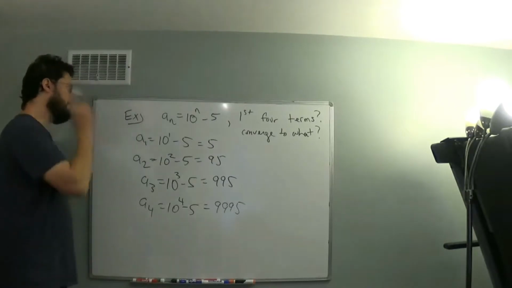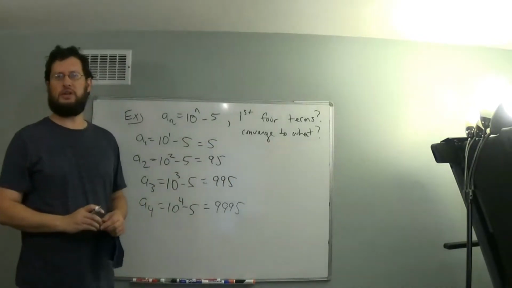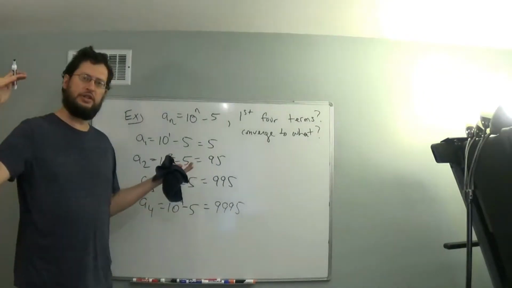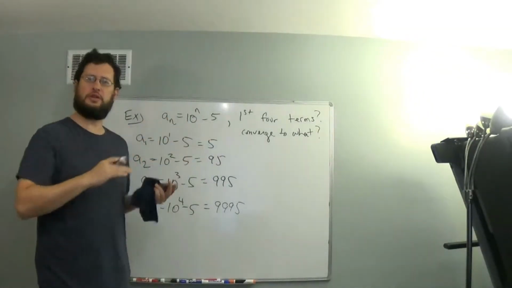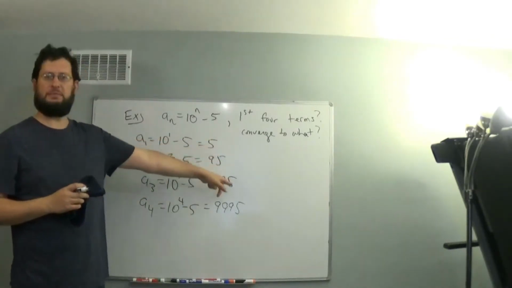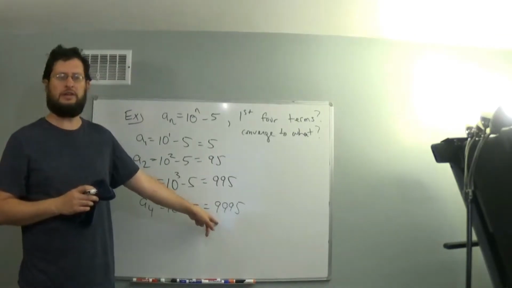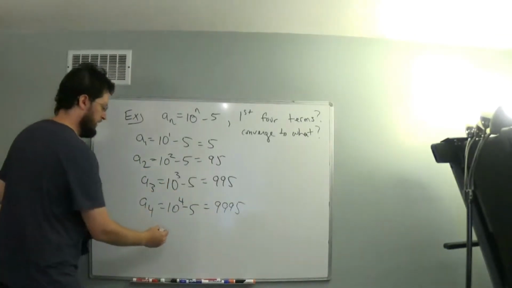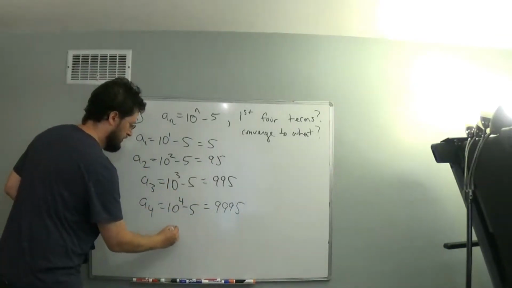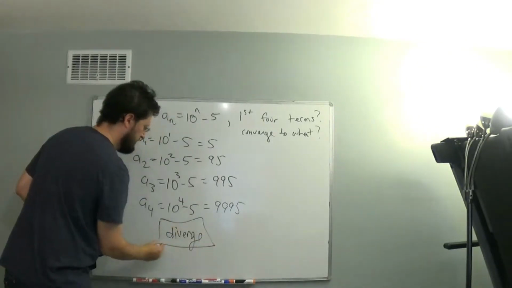When I say, what does it converge to, I'm asking, what do these numbers get closer and closer to, if anything? We need the numbers to squeeze down closer and closer to something, if that's going to happen at all. These numbers are just getting bigger and bigger, and will continue to get bigger forever. And in fact, will go all the way to infinity. So this one does not converge, which means that it diverges.